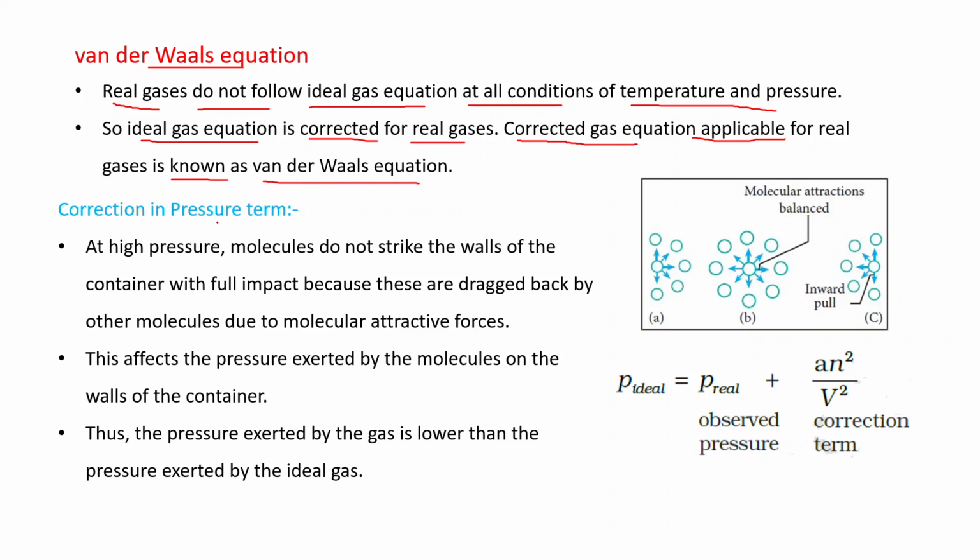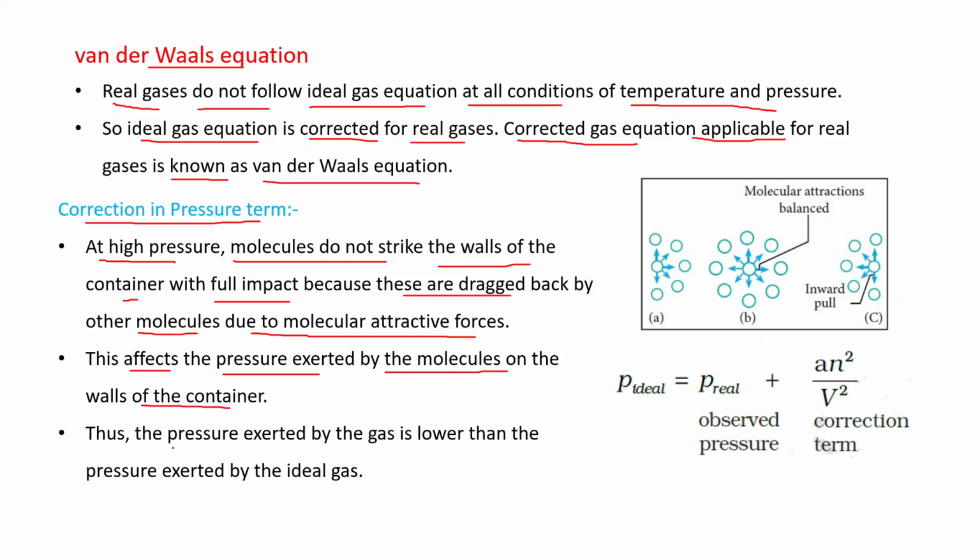Now, first we will discuss the correction in pressure term. At high pressure, molecules do not strike the walls of the container with full impact because attractive interactions are working at high pressure. So these molecules are dragged back by other molecules due to molecular attractive forces. This affects the pressure exerted by the molecules on the walls of the container. Thus, the pressure exerted by the real gas is lower than the pressure exerted by the ideal gas.